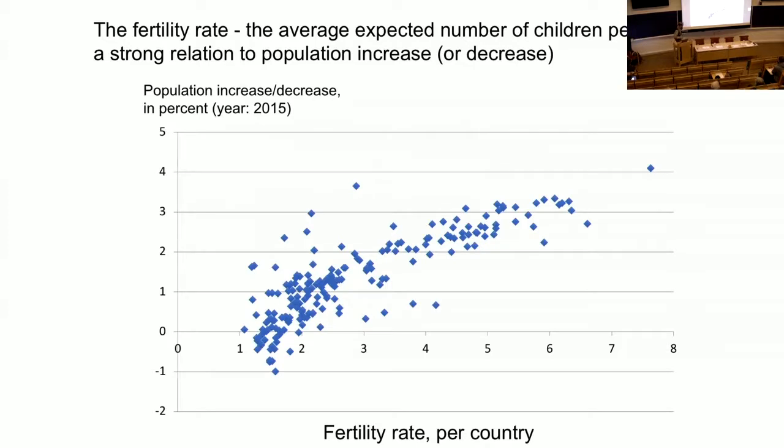The fertility rate is defined as the average expected number of children per woman, and it has a strong relation to population change. So fertility, you can get that measure for a given year, and then it's based on all women in the population that have given birth, each cohort up to when the reproductive age disappears.